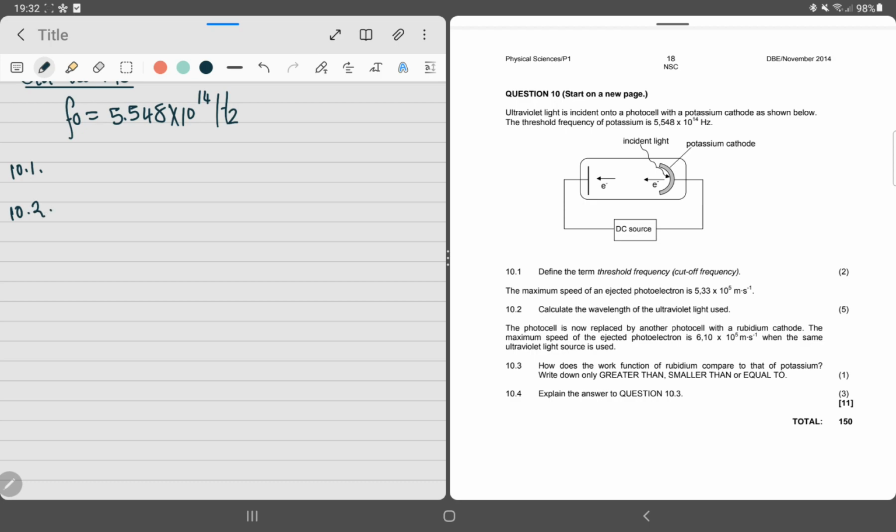10.2. The maximum speed of an ejected photoelectron is that. So the speed is equal to 5.33 times 10 to 5 meters per second. And then calculate the wavelength of the ultraviolet light used. So we know that energy should be equal to the work function plus EK max.